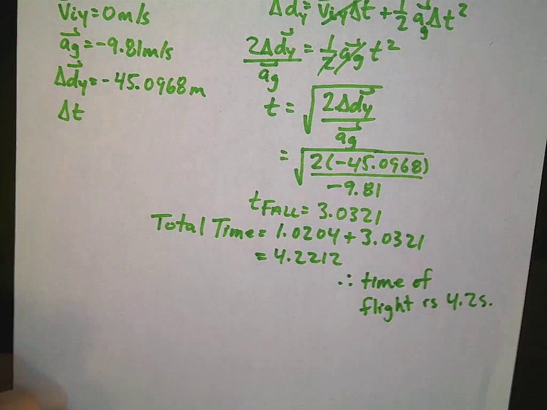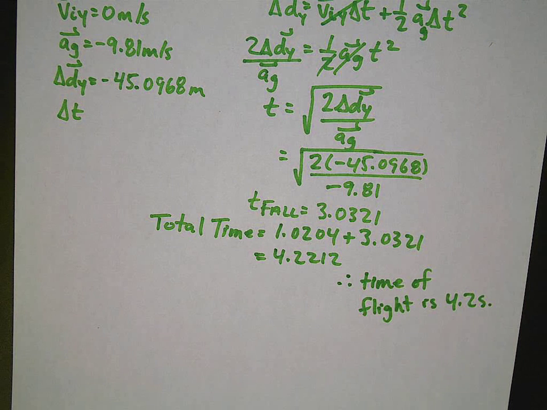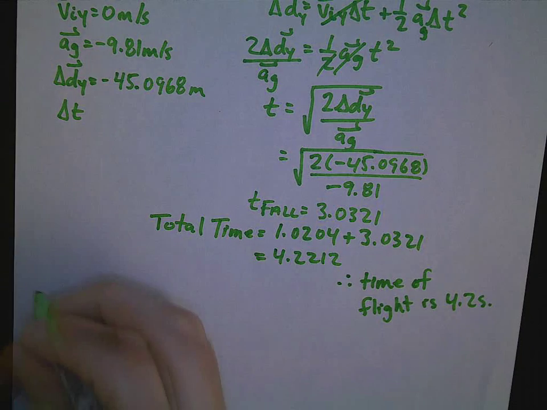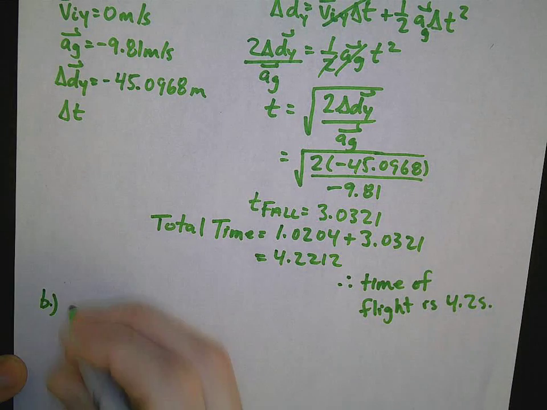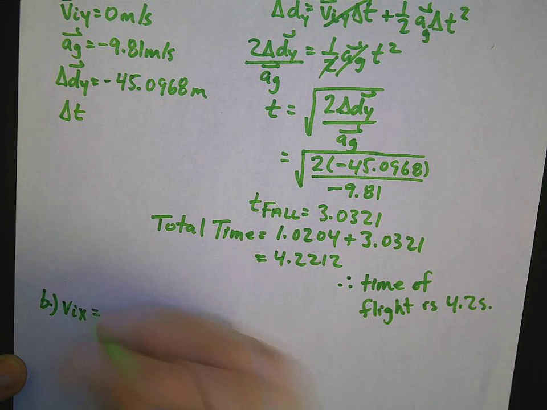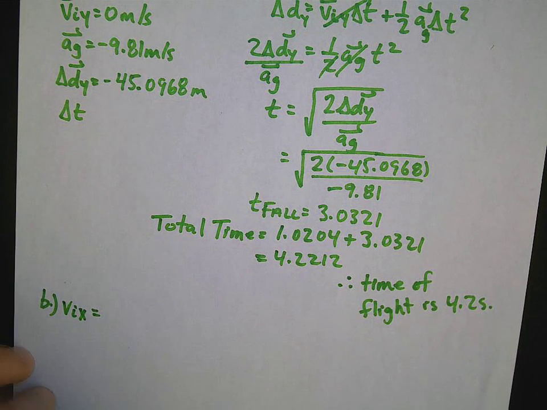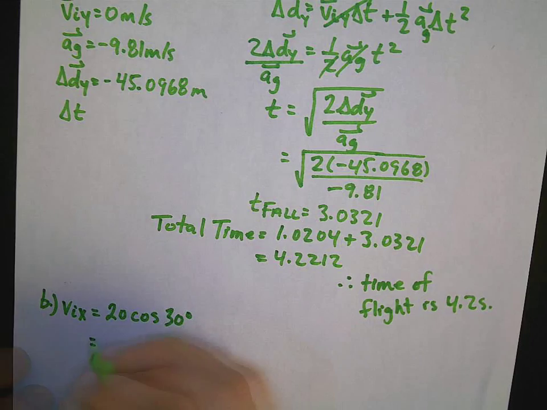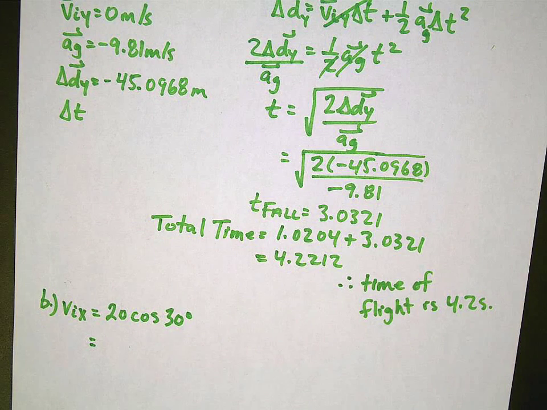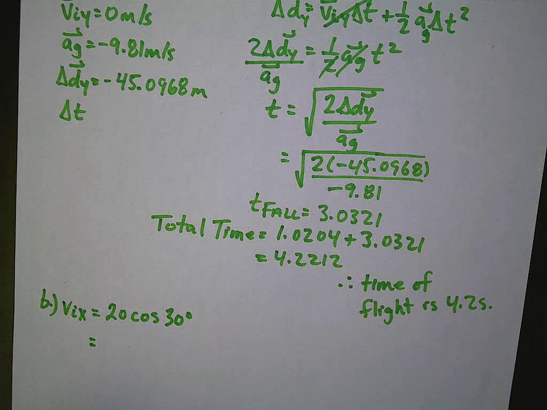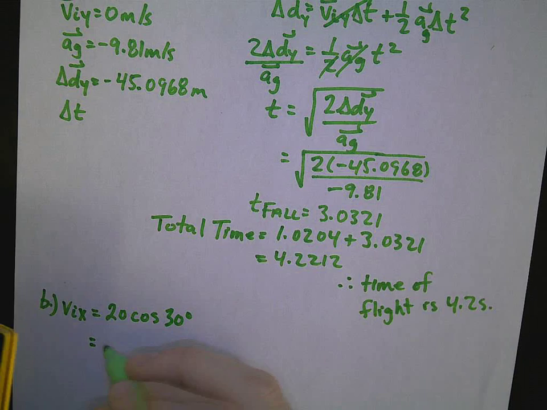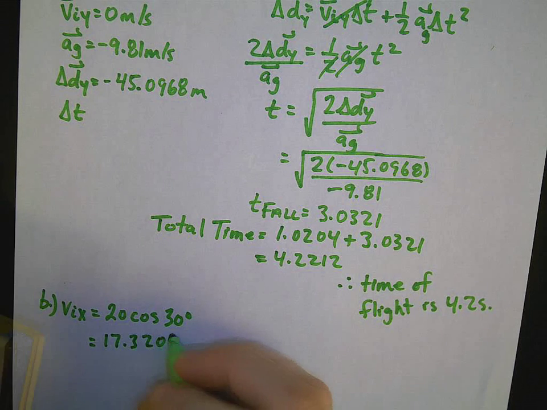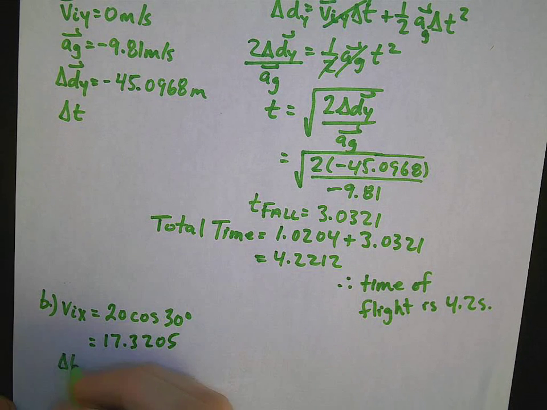And then part B, the horizontal distance traveled. While my initial velocity in the x direction, which remains constant, will be 20 cos 30 degrees. We calculate that to be 17.3205. My time is 4.2212 seconds.